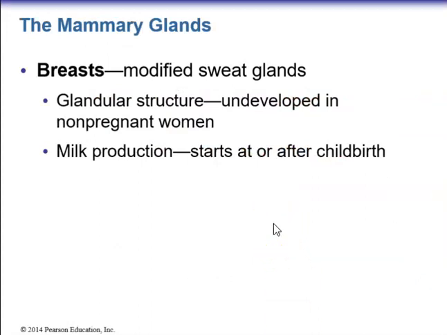So we can't talk about the reproductive system without mentioning the mammary glands, the breasts. Breasts are basically modified sweat glands. They have a glandular structure, and they are undeveloped in non-pregnant women. Now, milk production occurs in the breast and usually starts at or after childbirth.